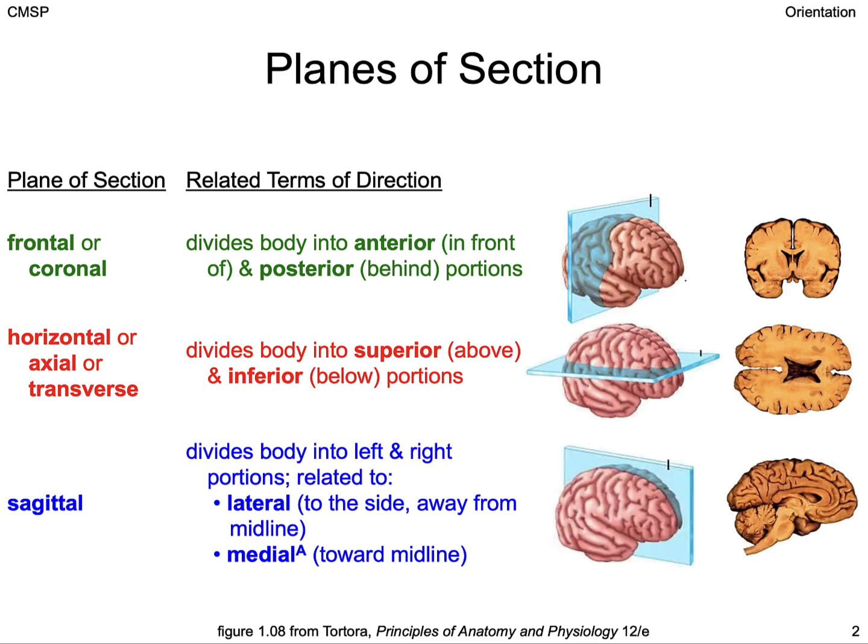A sagittal section divides structures into left and right parts. Note that the first two planes of section show bilateral symmetry. Sagittal sections do not. The word sagittal comes from Greek sagitta, meaning arrow. It's the same root term as the constellation Sagittarius, the archer.